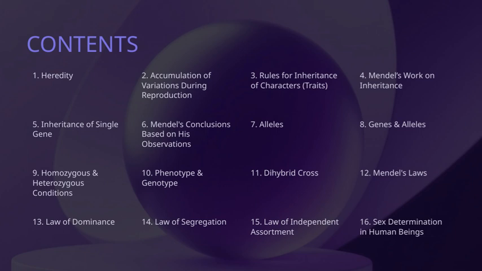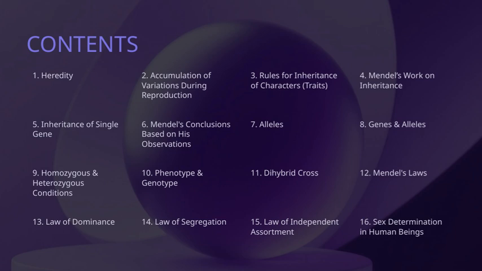First, we start with heredity, which is the passing of traits from parents to offspring. This leads us to the accumulation of variations during reproduction, explaining how genetic diversity is maintained. Moving on, one of Mendel's key contributions was his work on inheritance, where he studied how traits are inherited through specific rules. These rules include the law of segregation, which states that alleles for a gene separate during gamete formation, and the law of independent assortment, which explains how genes for different traits are inherited independently of each other.